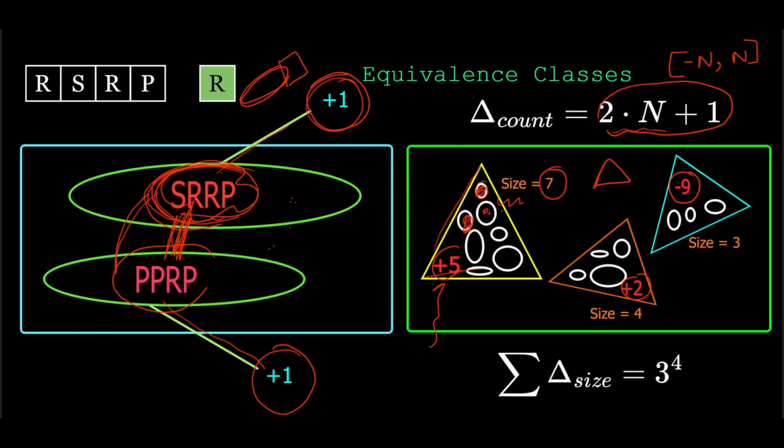Therefore the total sum of all of these triangles would be equal to the total number of ellipses that we began with, which is equal to 3 to the power 4. So now all we have to do is figure out how to transition from this rectangle to a new rectangle that defines a configuration of 5 elements instead of 4 elements.